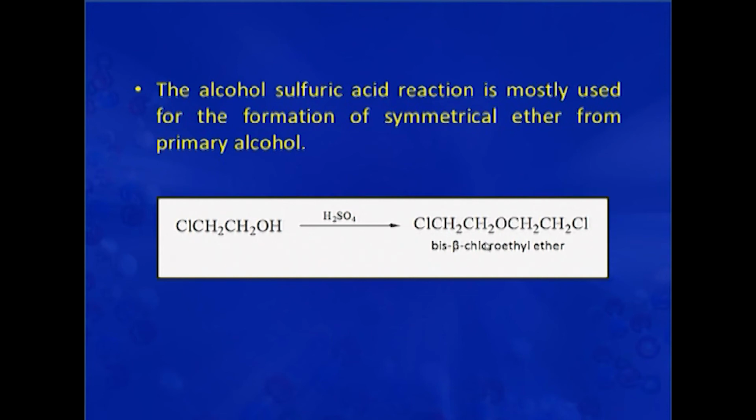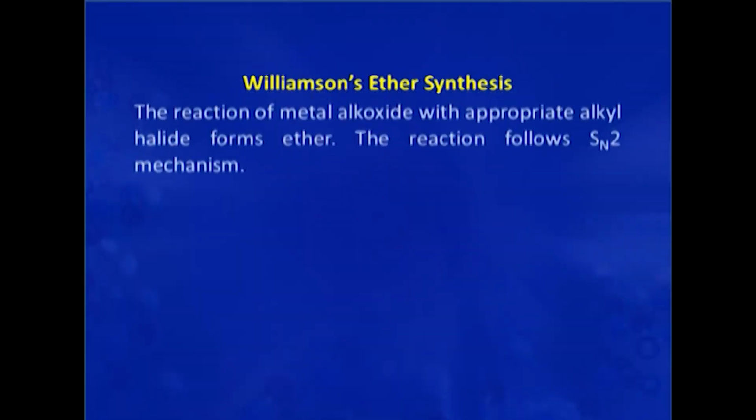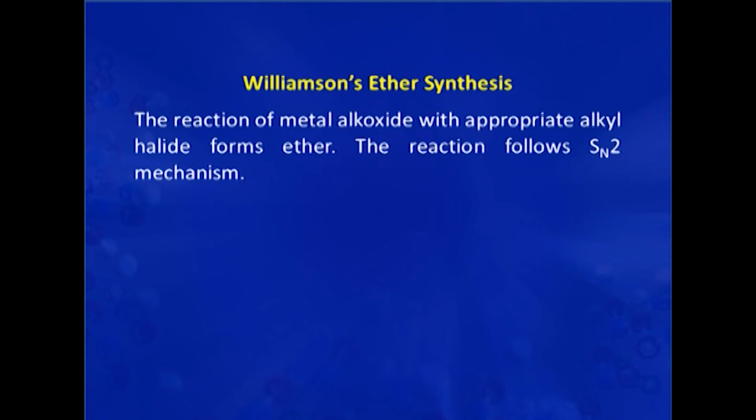dehydration of alcohol. As I told you earlier also, if we want to prepare unsymmetrical ether, dehydration of alcohol is not a good method because we do not get good yield of unsymmetrical ether if we start with more than one alcohol in case of dehydration reaction. And that is why a specialized method has been utilized for the preparation of unsymmetrical ether, and that is called Williamson's ether synthesis. In this Williamson's ether synthesis, the alcohol is first treated with strong base like sodium hydride or sodium in presence of tetrahydrofuran.